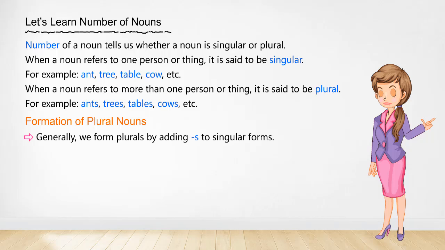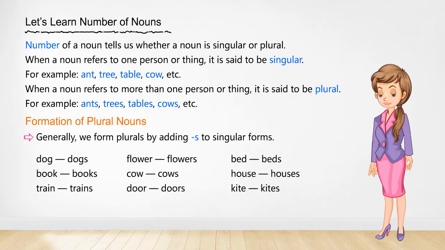Formation of plural nouns. Generally, we form plurals by adding s to singular forms. Dog, dogs; book, books; train, trains; flower, flowers; cow, cows; door, doors; bed, beds; house, houses; kite, kites.